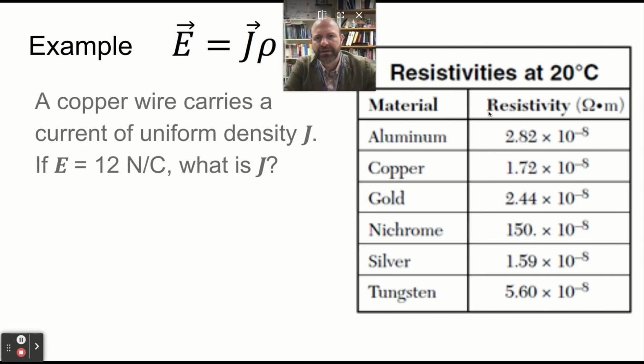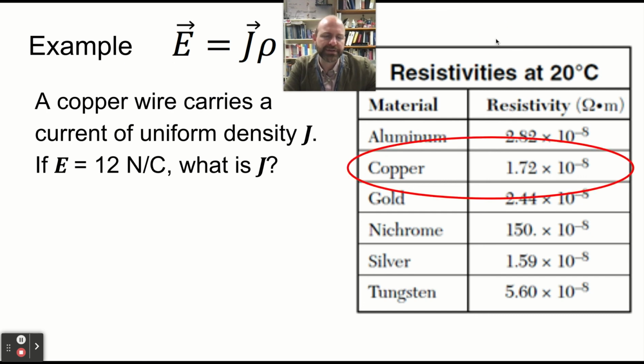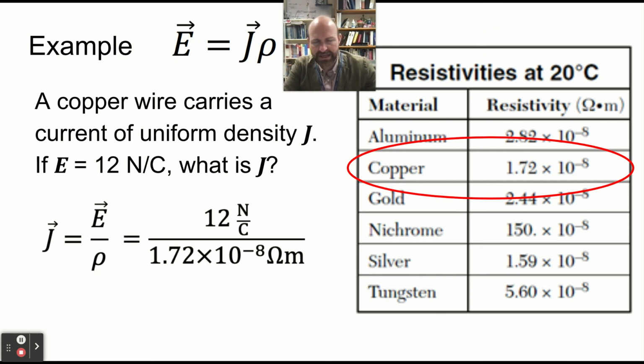A copper wire carries a current of uniform density. We have an electric field across it. What is the current density? You can say, well, I know the resistivity. If I know the electric field strength across it, I can talk about the current density, and then I could go from there to figure out the current as well. It's 7 times 10 to the 8th amps per meter squared.